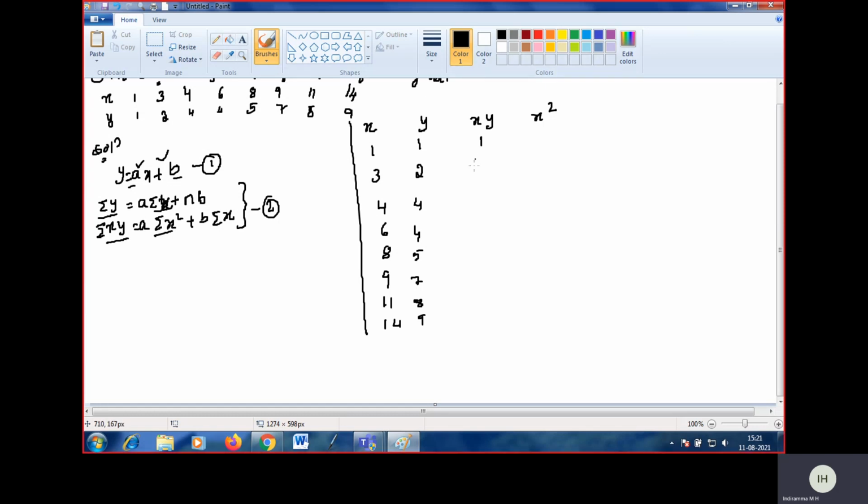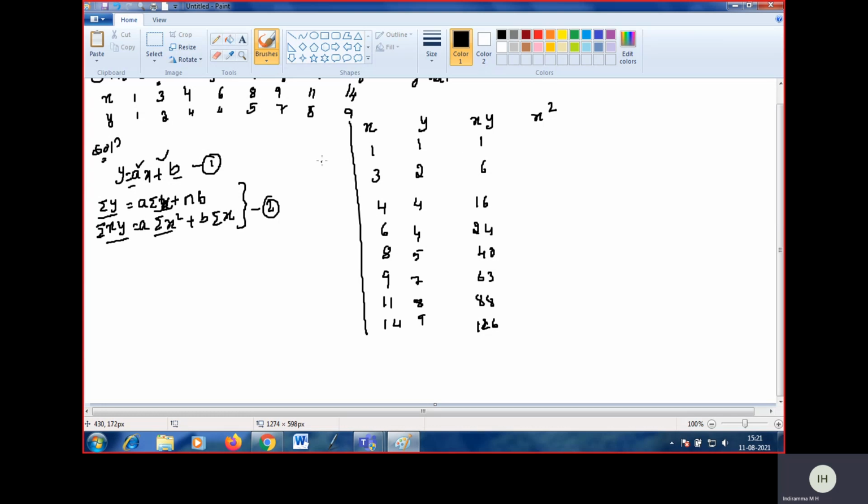So 1 into 1, 1. So next 4 4s are 16. Next 6 4s are 24. 8 5s are 40. Next 7 9s are 63. 11 8s are 88. 14 9s are 126.